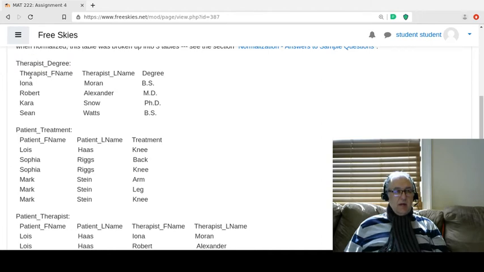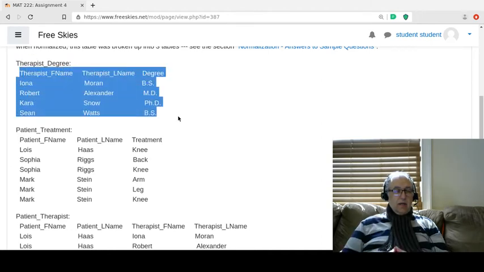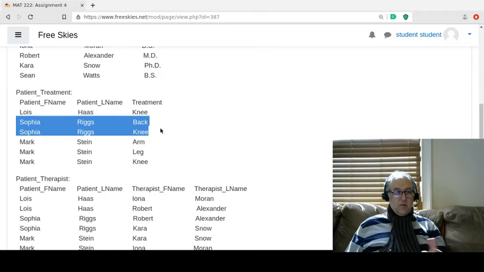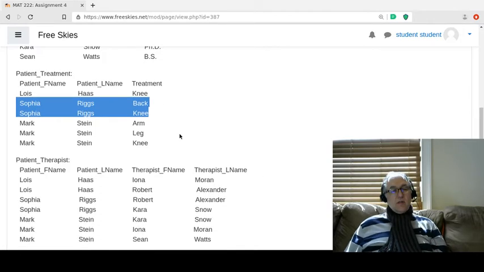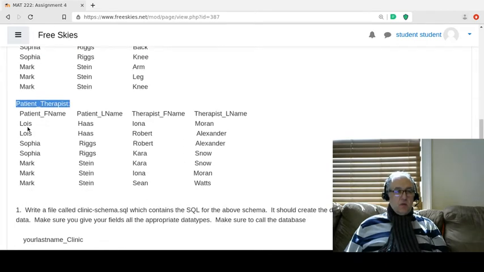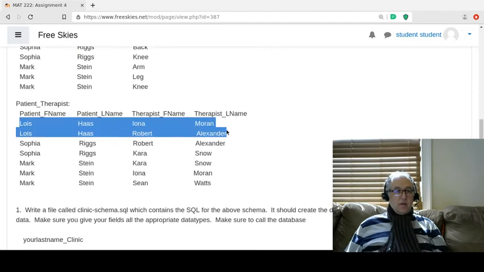There's the therapist's degree, and there you just have the therapist and the degrees that they have. And then you have patient treatment. So there's the patient and the treatment he or she are receiving. So there's Sophia, for instance, that was receiving two treatments. Mark, it looks like, is receiving three. And then there's also the patient therapist table, which associates the therapist with the patient that is treating them.